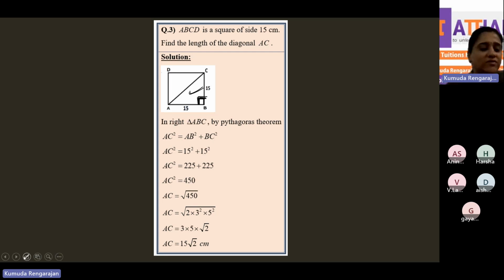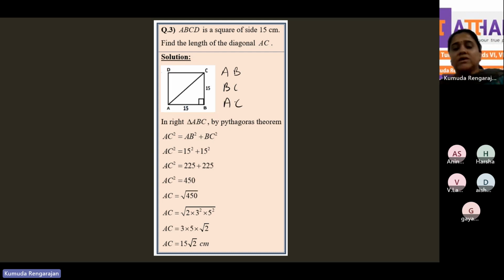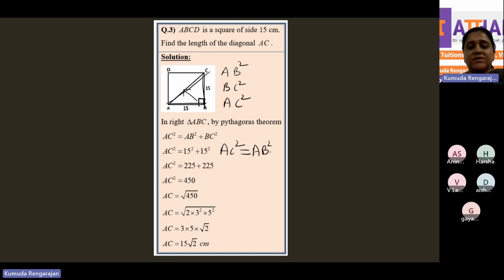Which are the three sides of the right triangle? AB, BC, and AC are the three sides of this right triangle. Now, which is the hypotenuse in this? This is the right angle, so opposite to this is the hypotenuse. So AC is the hypotenuse. So square all the sides. Write the hypotenuse square on one side equal to the sum of the squares of the other two sides, AB square plus BC square.